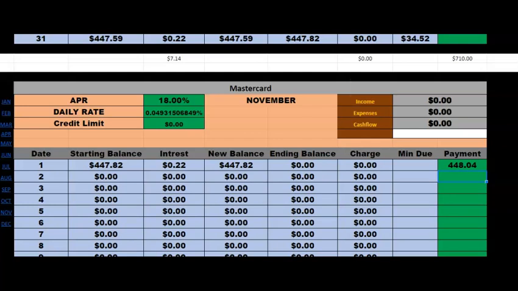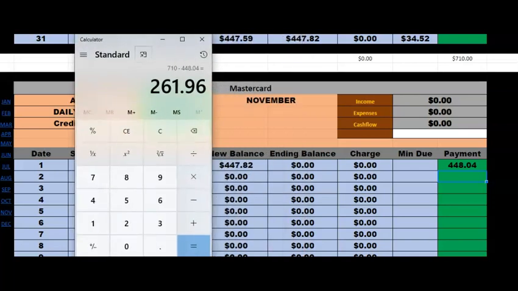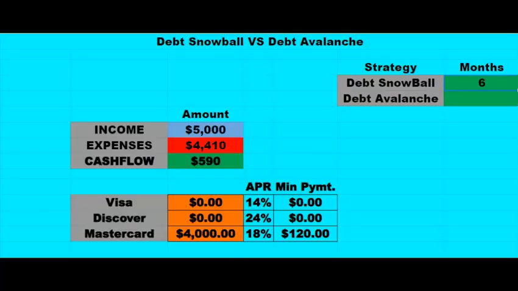So our cash flow was $710, and we subtract $448.04, we end up with $261.96 in November. So using the debt snowball method, this debt is paid off in 11 months. And we have $261.96 left over. So now let's look at Debt Avalanche.